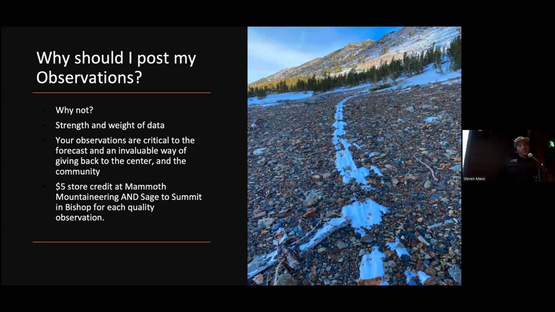And for those of you who need more motivation, you do get $10 of in-store credit when you add together the $5 you get at Mammoth Mountaineering and $5 at Sage to Summit Bishop. I don't know anywhere else in the country that has an incentive like that for public observation. So we're super lucky to have the generous support from those stores. If you've posted obs this season and haven't known that deal exists, just know you have credit waiting for you, and please use it. Whatever your heart desires in those stores, there's plenty of good fun things to pick from. But yeah, post your obs.